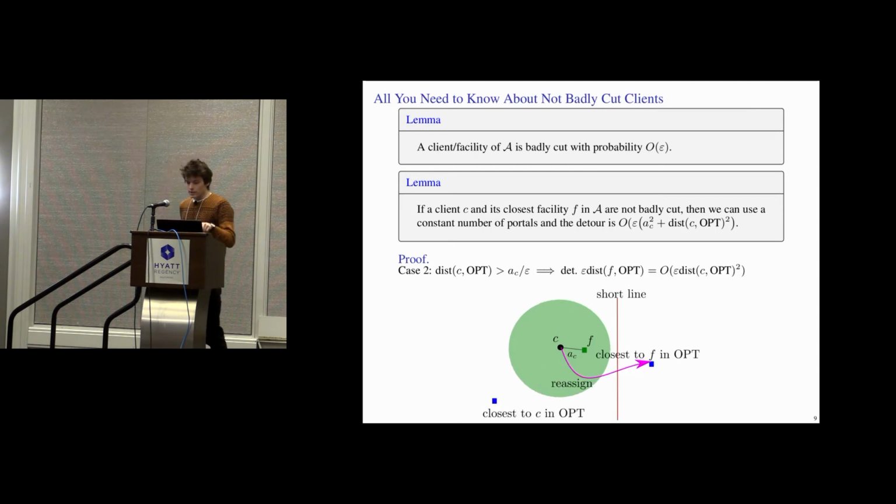Now, if the closest facility to C in opt is not in the ball, it means that it's super far away from C and from F. So we can reassign C to the closest facility to F in opt. That's only a tiny modification of the solution. And since F is not Badlicat itself, there are only short lines between F and its closest facility in opt. So there's also a small detour here, and we are also happy.